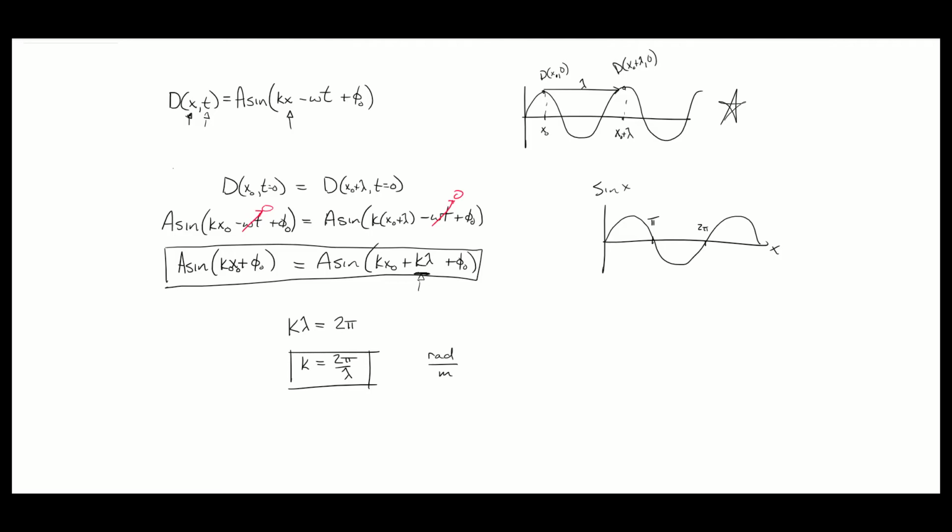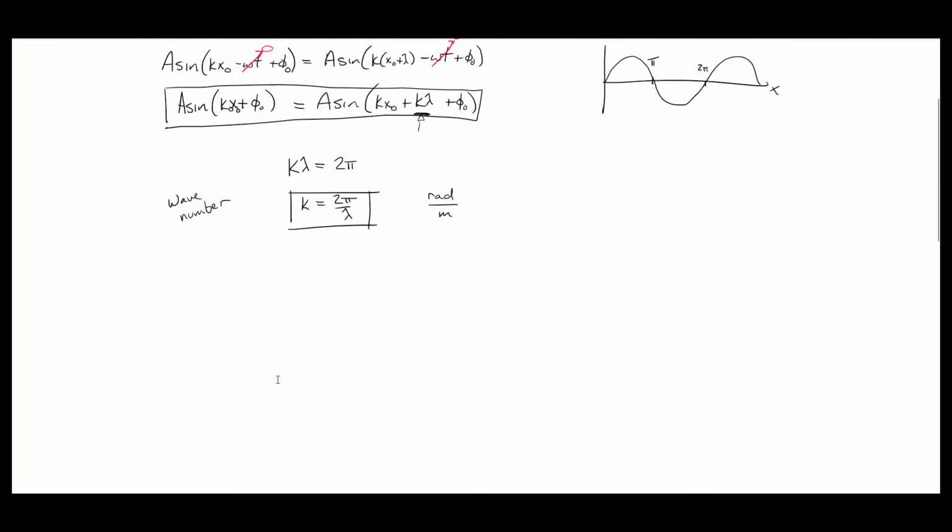So that's our first definition here. Wave number k is 2 pi radians over the wavelength lambda. It describes our periodicity in space in our wave function. So what else can we look at here?